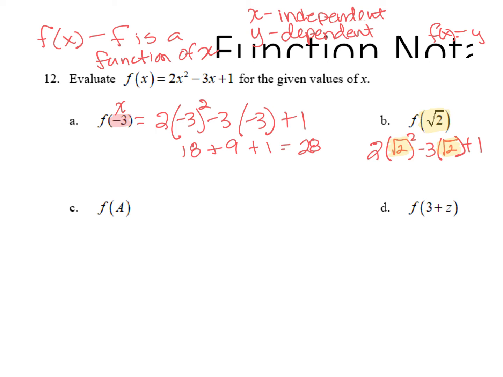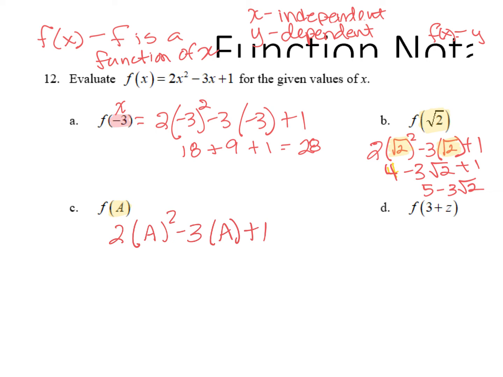So this would be 2 times 2 is 4. And then minus 3 square root of 2 plus 1. So 5 minus 3 square root of 2. I can't really simplify that any further. So that would be my answer. So letter C, again, A is what is getting put into the equation. So that's going to be 2 times A squared minus 3 times A plus 1. Well, there's not a whole lot of simplifying to be done. That just makes it 2A squared minus 3A plus 1.